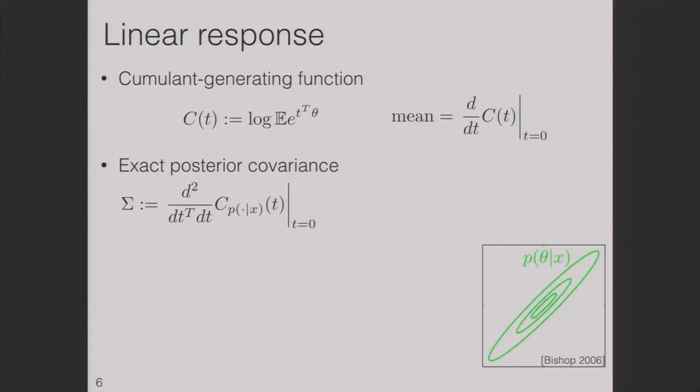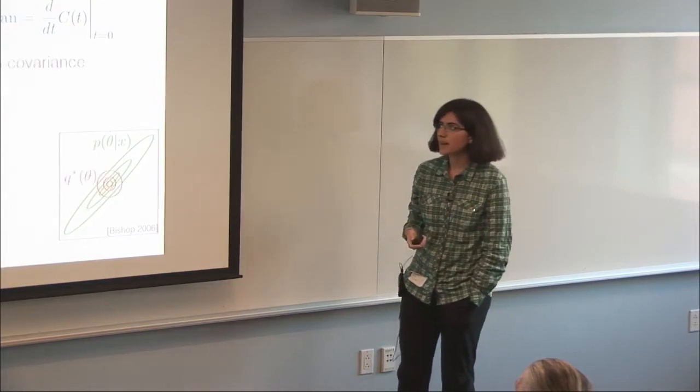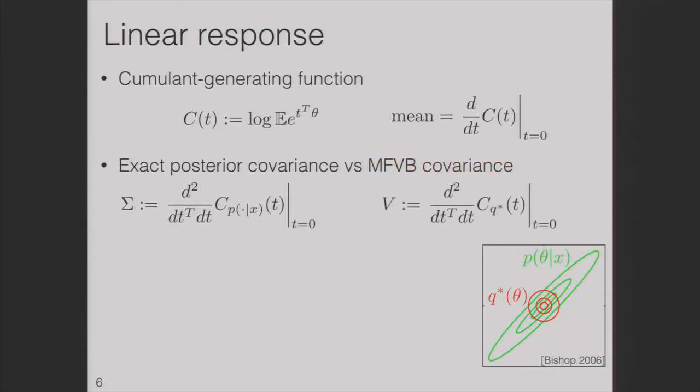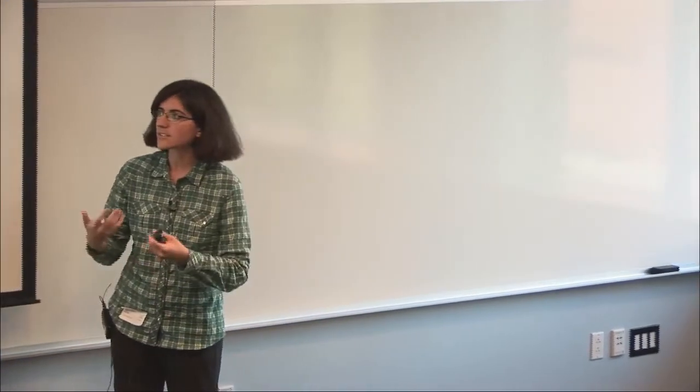Of course, our whole problem is that we don't have access to this exact posterior covariance. We need to approximate it somehow. Something we could do is run mean field variational Bayes and get its cumulant generating function. That exists. Take the second derivative, set t to 0, and now we have V. But V, remember, is our bad block diagonal estimate of the covariance. It probably underestimates the covariance in general. And so we'd like a better estimator for Sigma.